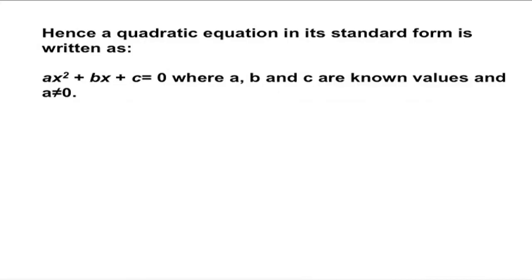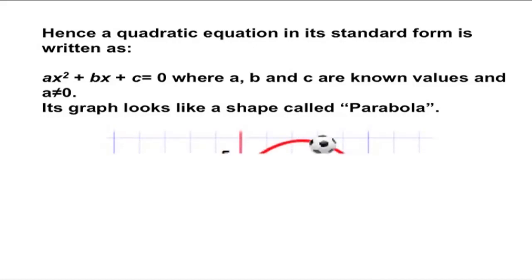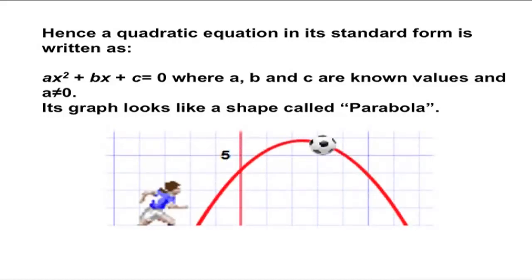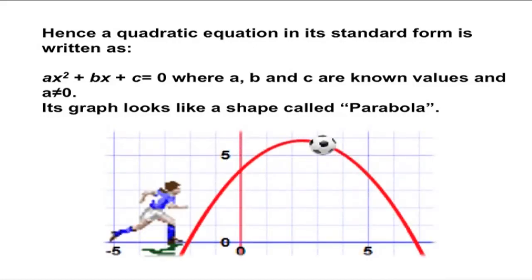Hence a quadratic equation in its standard form is written as ax² + bx + c = 0, where a, b, c are known values and the important thing is a is not equal to 0, and its graph looks like a shape called a parabola. Let us see a few examples of writing a given quadratic equation in its standard form.